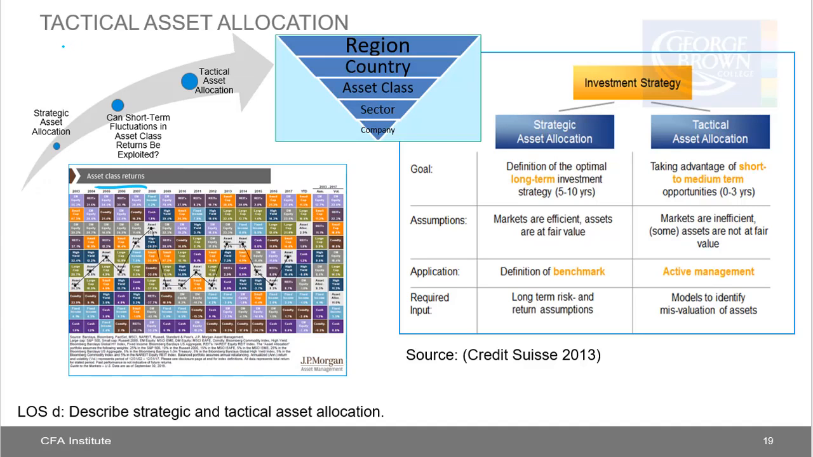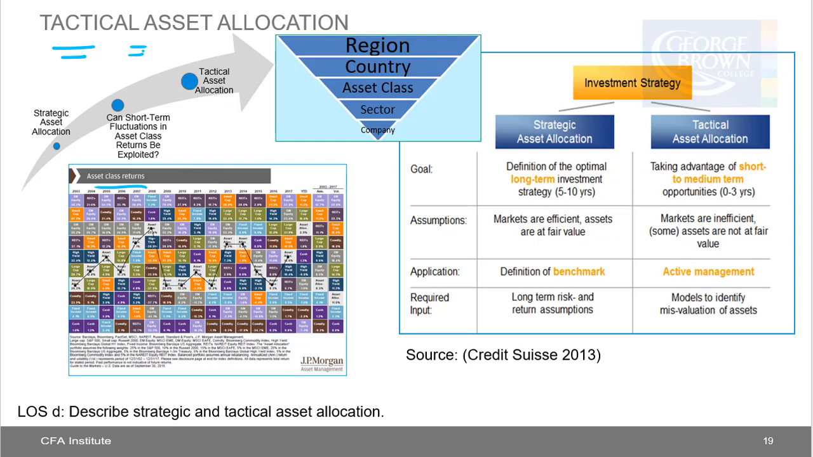So now we're going to look in more detail at tactical asset allocation. Although the chosen strategic asset allocation is expected to meet the investor's objectives over the long term, there are times when shorter-term fluctuations in asset classes may be exploited to potentially increase returns.